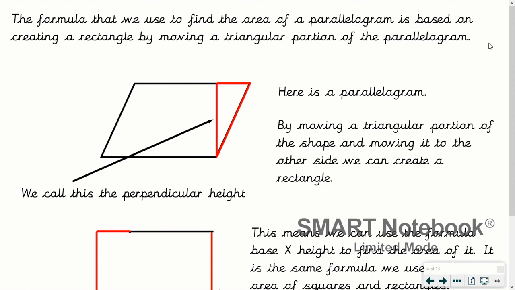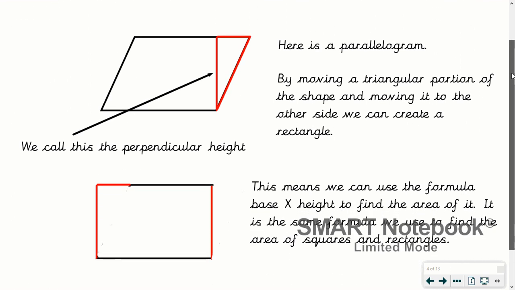Now I'm going to move that triangle across here to the other side. That has then allowed me to create a rectangle. I have left the perpendicular height because that creates a side of my rectangle. So now I've got a rectangle. We know to find the area of a rectangle, it's base times height. That's it. So that is just to prove that I've not got rid of anything. I've just moved some of the shape, so I can still use the formula base times height for a parallelogram.